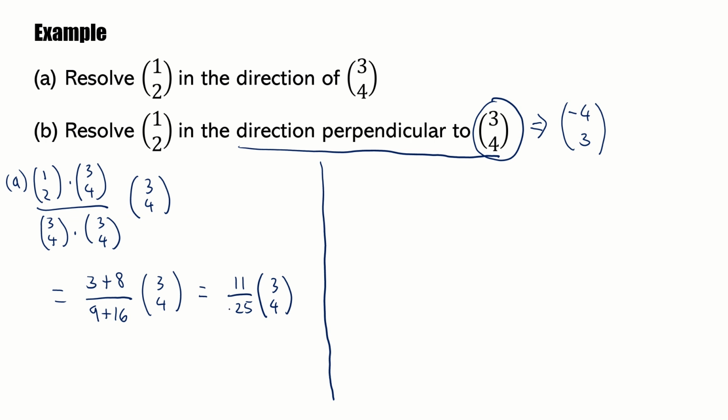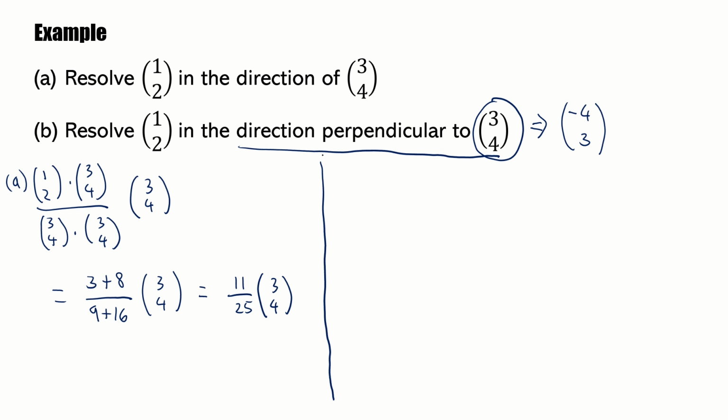Now, because that number out the front is a scalar, you could then choose to go on and multiply the individual components inside that vector by that number out the front, but I don't bother because, hey, that just takes more writing. So we've got what we needed. This is how much you get when you resolve the vector 1, 2 in the direction of 3, 4.